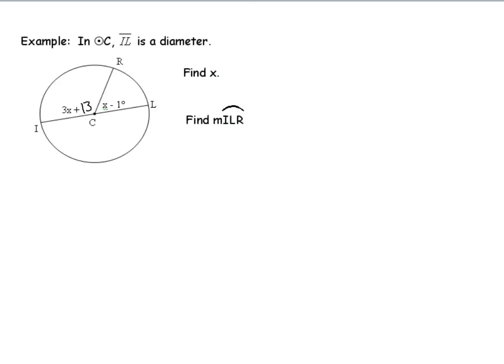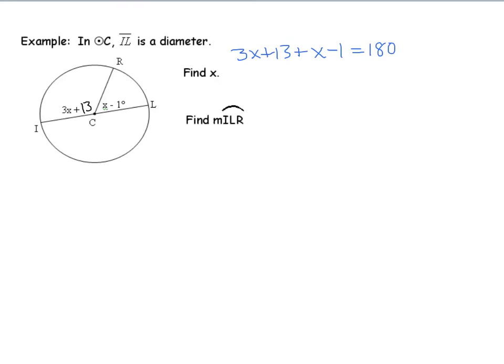I notice that if I'm looking for x, this angle is 3x plus 13, and this angle is x minus 1. Now with those two angles, if I put them together, notice they're a linear pair because they form a straight line. So I add them, and I'm going to set it equal to 180 degrees. So 3x plus 13 plus x minus 1 is going to equal 180 degrees.